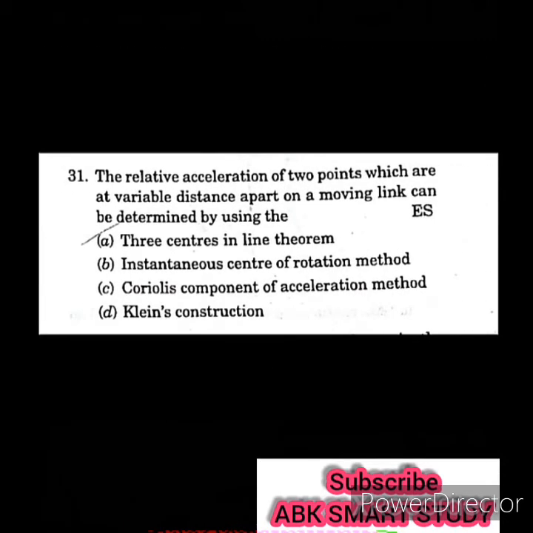Next question. The relative acceleration of 2 points which are at variable distance apart on a moving link can be determined by using, options are given: three centers in line theorem, instantaneous center of rotation method, Coriolis component of acceleration method, and Klein's construction method. So the relative acceleration of points at variable distance apart on a moving link can be determined by using the three centers in a line theorem. So option A is the correct answer.